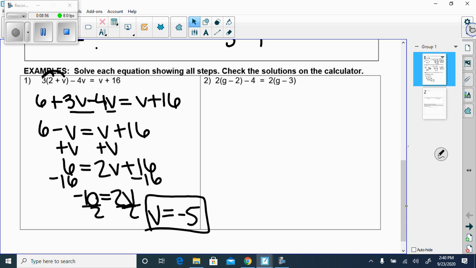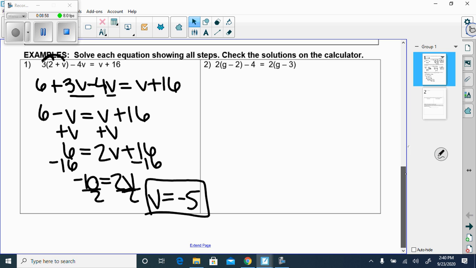Okay. All right, let's do another one like that. So on number 2, what am I doing first? Distributing. So we got 2g, then what? Well, 2 times negative 2 gives us a negative 4. And then bring down the negative 4.